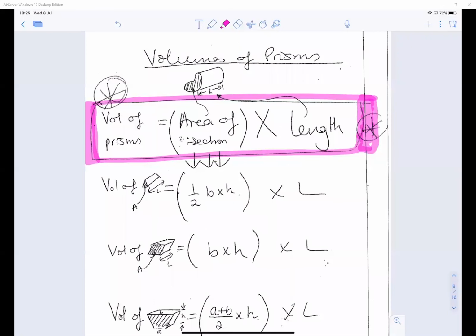Okay, so the volume of prisms. The volume of a prism is whatever shape you have at the front, which goes all the way through. If you look at the example that we have there, it looks like a little kidney bean. It's a kidney bean all the way through the shape. And we have other shapes here.